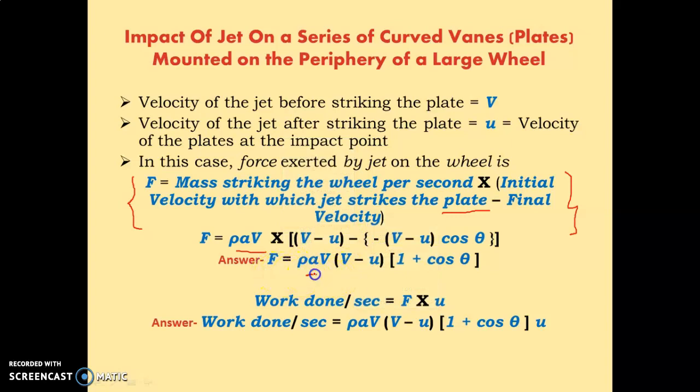So force exerted by the jet on the wheel is F is equal to rho a v into v minus u into 1 plus cos theta, and work done per second, as we know, is force into velocity of plate. So it is this term multiplied by u.